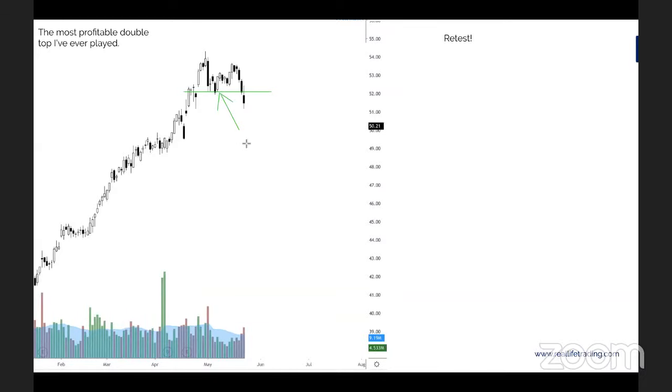If we take out the low of these bullish candles, remember, double top is the exact same thing as double bottom, but in reverse. If you take out the lows of those really strong bullish candles, that's the bearish neckline. It's the exact opposite for a double bottom. You're going to take out the highs of the most bearish candle. So I'm in on this trade with some puts. What do I do here? Now, remember, this is called the most profitable double top I've ever played.